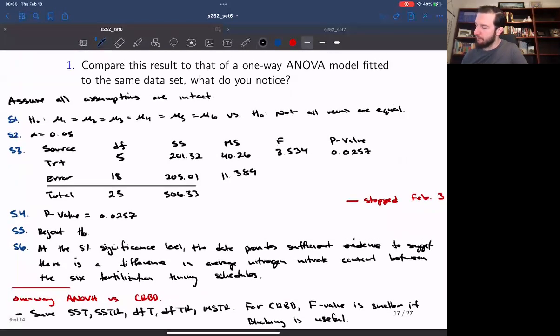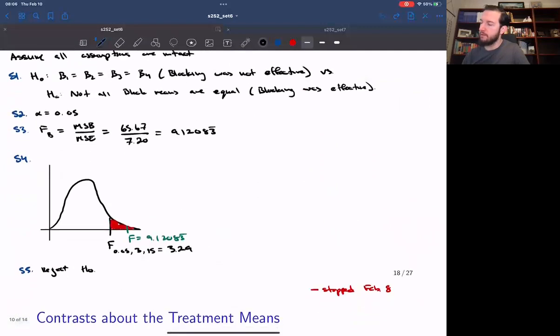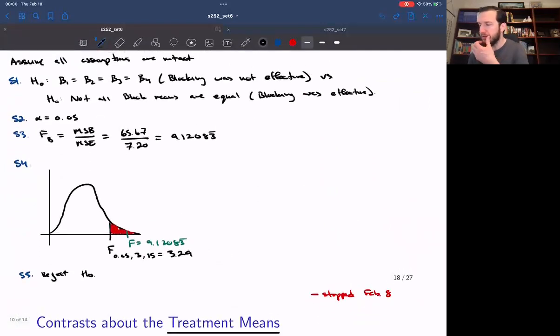Now, one of the questions that would follow from running a CRBD, outside of the general question of whether there is a difference between the means of the treatment groups, is: was blocking effective? Last class, we started to work on this type of test. To answer this question, we can just run the F test about the block source. That's what I have here on slide 18. We're pretty much done with this. We just need to write out the conclusion, but it's probably a good thing to go over it again.